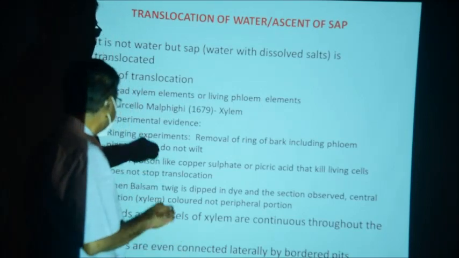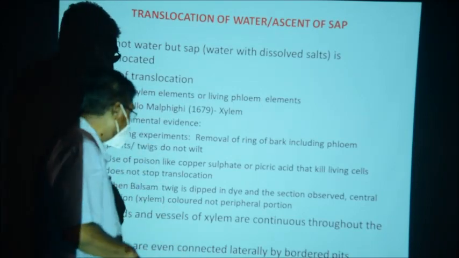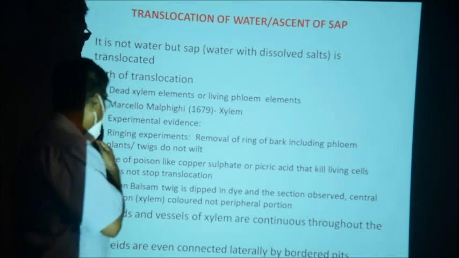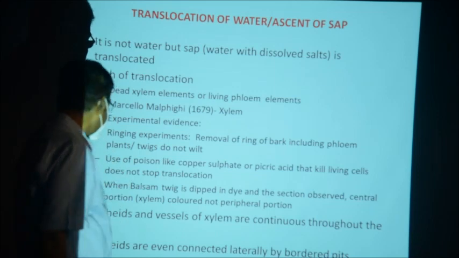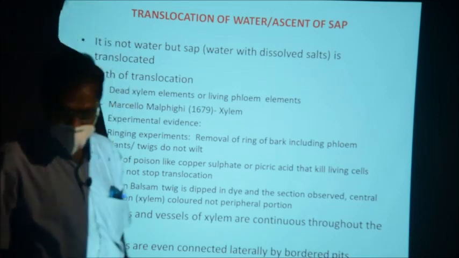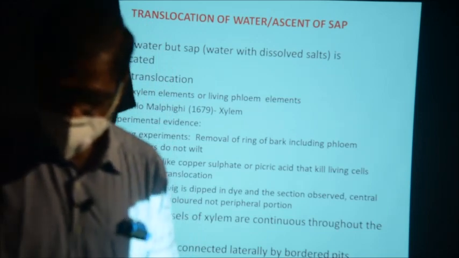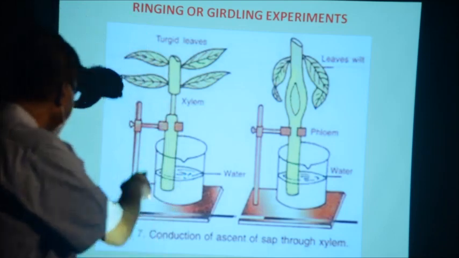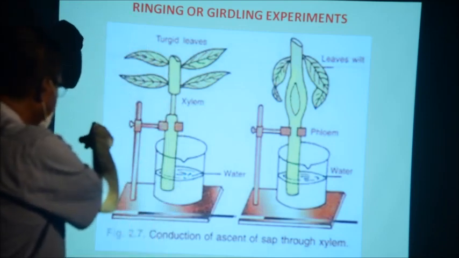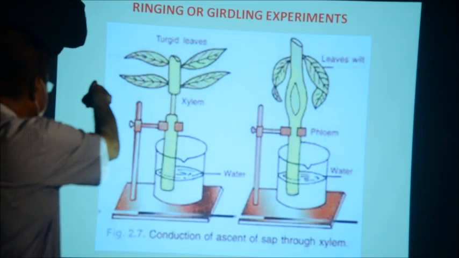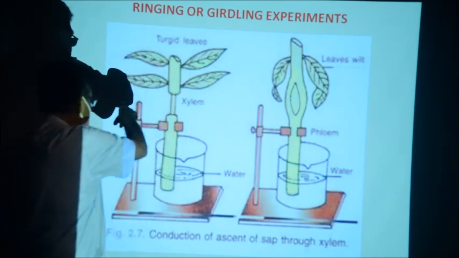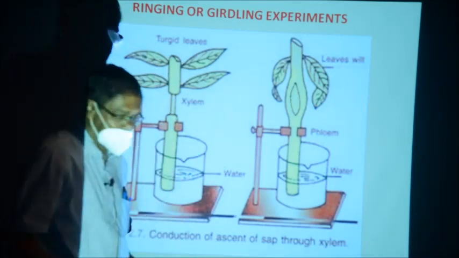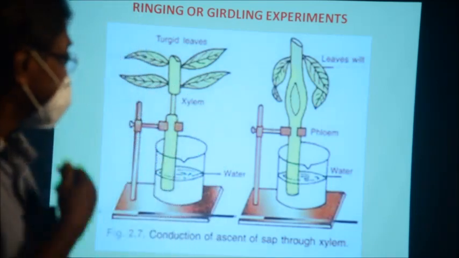Sap means water with dissolved salts. Now Marcello Malpighi was the first man to say that water moves through xylem. Now the experimental evidence showed that in the ringing experiment, when from a stem you keep xylem and remove phloem, the plant doesn't wilt. But when you keep phloem and remove xylem, then the leaves wilt.